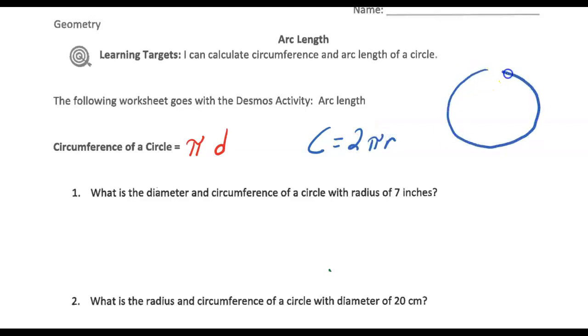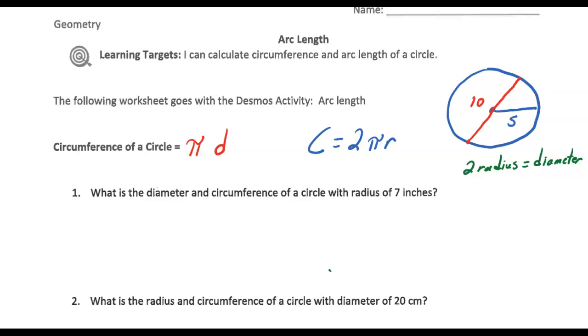And the reason that works is if you have a circle with a radius, say, of 5, then the diameter, which is the distance all the way across, would be 10. So we know that 2 times the radius is equal to the diameter.